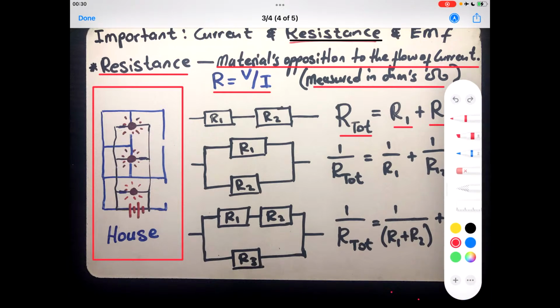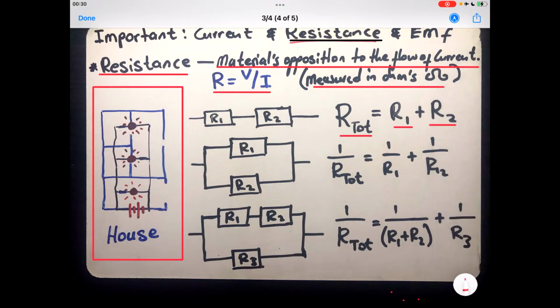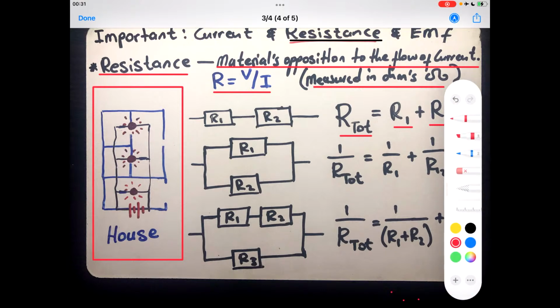So now let's see the last type of connection. Remember, honorable members, we are talking about resistance in this case. Here we are talking about a parallel connection, and within that parallel connection you've got a series connection. So the question is, how do we calculate the total resistance in this case?